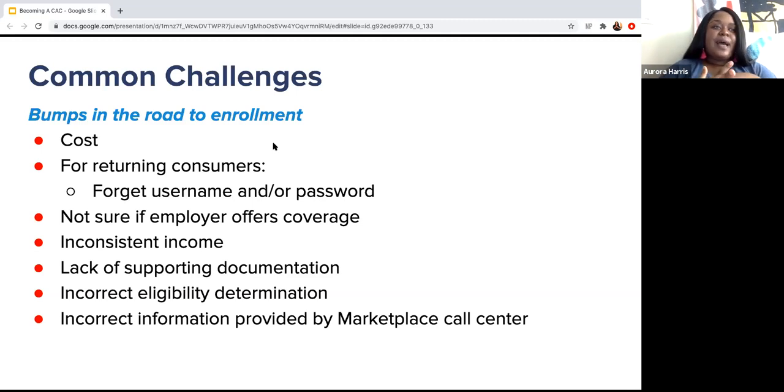Cost: I am a huge advocate for the Affordable Care Act. I think it has brought our country and our state a long way, but there are going to be times where even with the tax credits, it is still unaffordable for people. That's just a reality, especially given everything that's going on right now. So I just want to be super clear: the Affordable Care Act is not perfect, and for a lot of people, it is still not affordable.